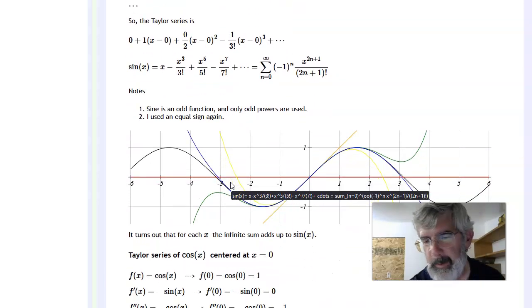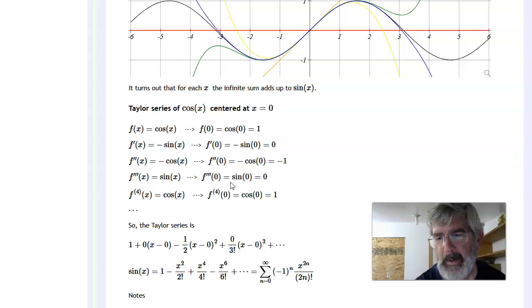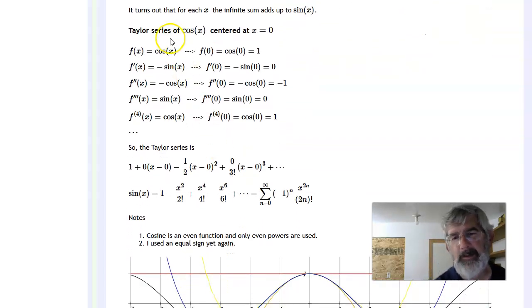All right, next example I want to look at is the cosine. And the same thing, we'll just start with the cosine. You're going to take the first derivative, the second derivative, the third derivative, the fourth derivative, and so on. Evaluate them all at 0. This time it starts with a 1, because the cosine of 0 is 1. And then minus the sine of 0 is 0, minus the cosine of 0 is minus 1, 0, 1.